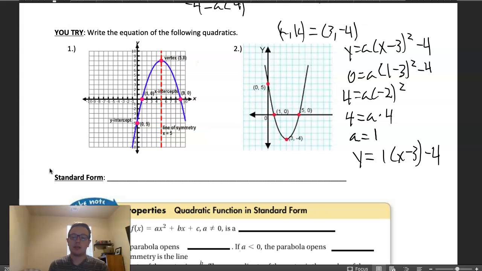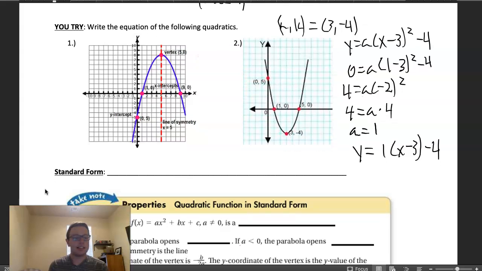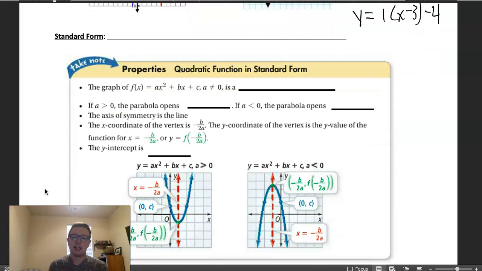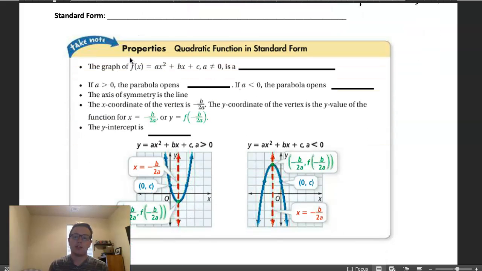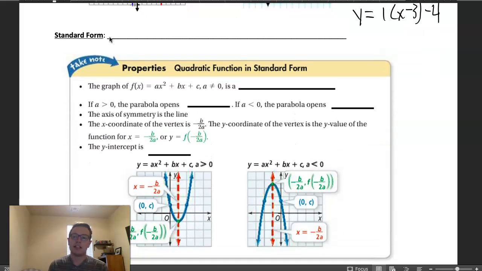However, this isn't the easiest way to write it. That would be standard form. Standard form we have a lot of information for. What standard form is, it's y is equal to ax squared plus bx plus c. This is the form we're used to seeing quadratics in. Now we have some properties here.